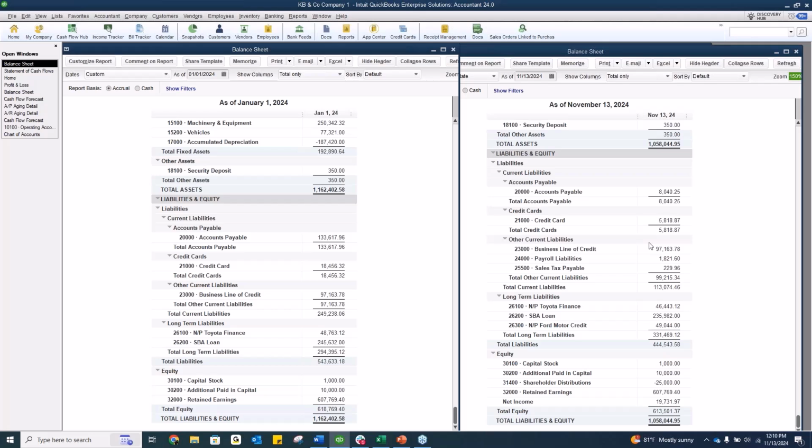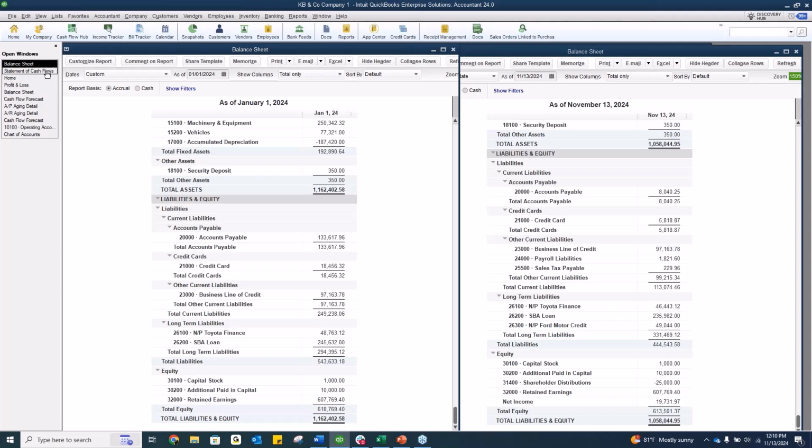We started out at 18 and we're now showing about 5,800. I've used up cash to pay down that credit card. That's why that number is showing a negative. It has a negative impact on my cash.